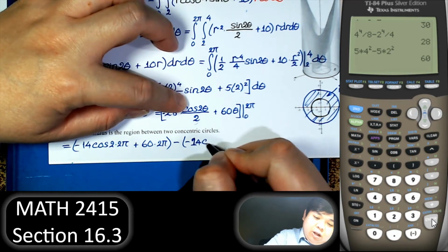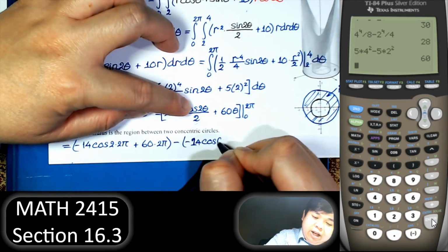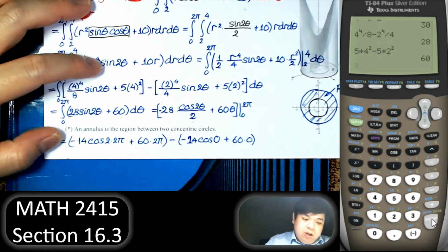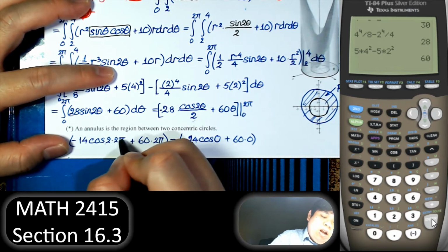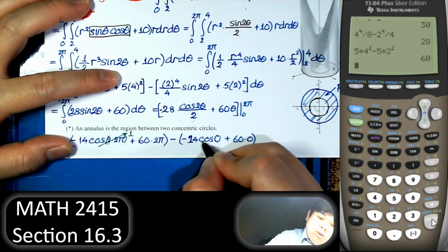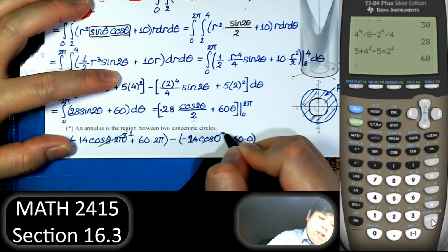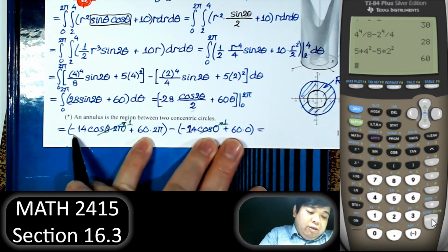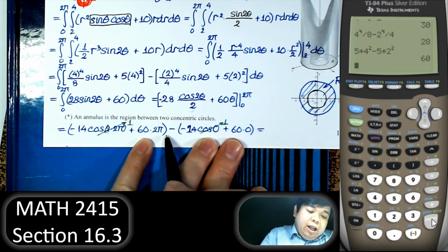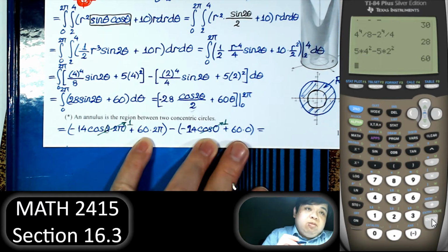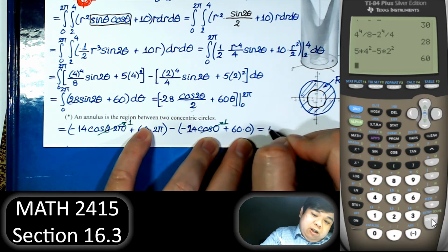cosine, we put 0 in for it now, and then 60 times 0. Right, cosine 2 pi, cosine 4 pi. Cosine 4 pi is just like cosine 0, which is 1. So this is also 1. So we have negative 14, and then minus negative 14, so that's plus 14, so that's 0, and then we have 120 pi.